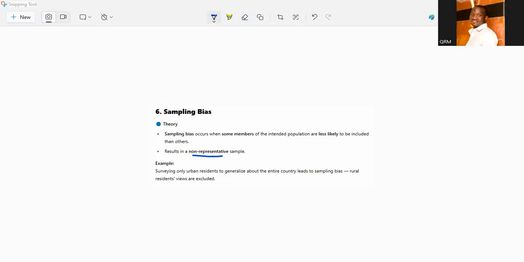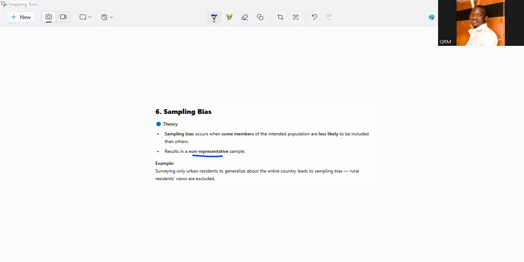Okay. So what is sampling error? We talked about what is a sampling frame, what is a sampling unit. Who remembers? What are the types of sampling that we have, and how do we calculate sample size? So these we talked about.